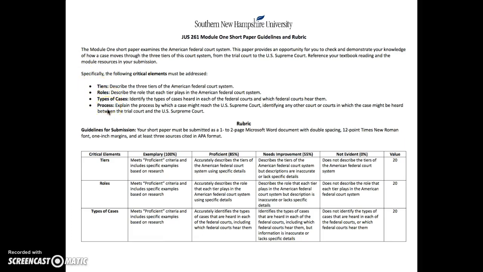The process here for this particular part of the question is something that you need to address separately. Right? Students in the past have either brushed over this or thought they might have touched on it within the context of discussing tiers, roles, and cases, but this is a separate prompt, a separate critical element that you need to address. So it says, explain the process by which a case might reach the United States Supreme Court, identifying any other court or courts in which a case might be heard between the trial court and the United States Supreme Court.